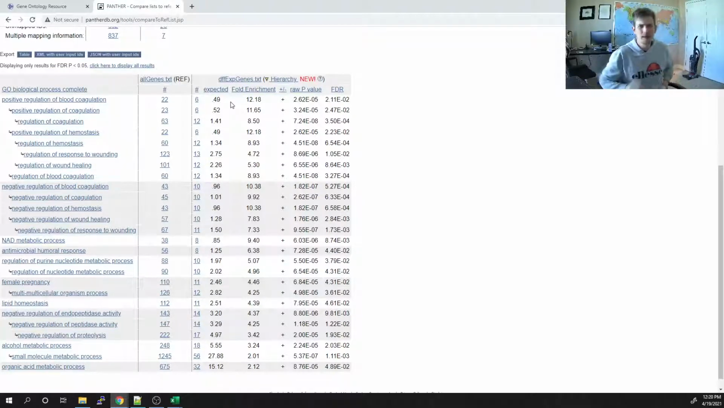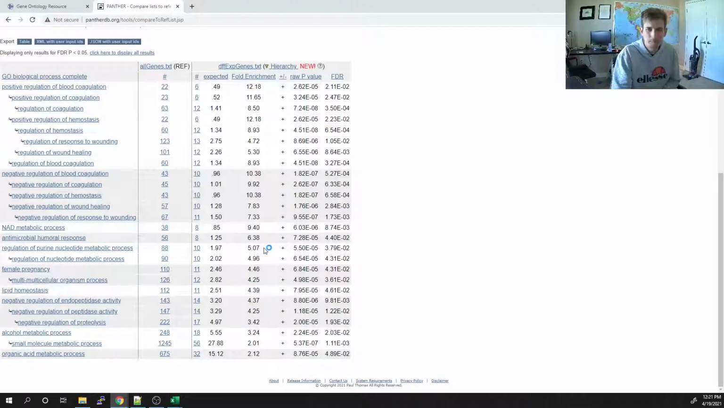Not by a lot, but a little bit. But nonetheless, we also see other terms related to this. Like we see 12 genes with regulation of coagulation, and 63 are in the reference. So again, we'd expect about 1.5 genes out of 270 to have this term, but in fact 12 do. Right, so that's how we can figure out if there's an enrichment for specific terms.